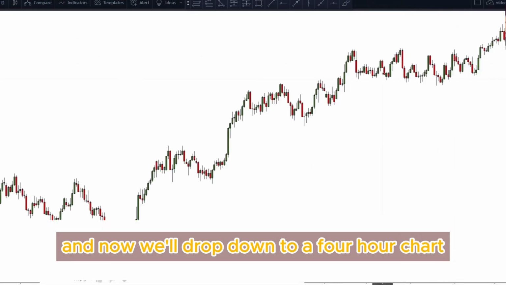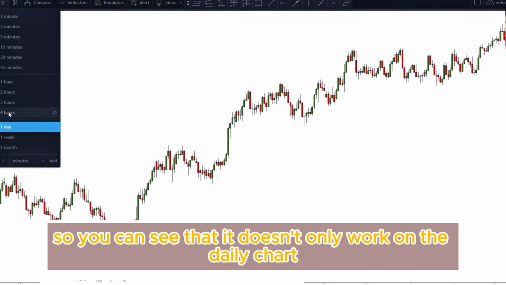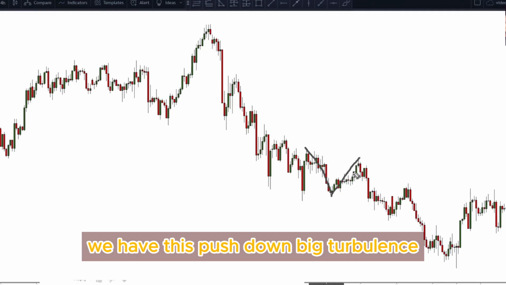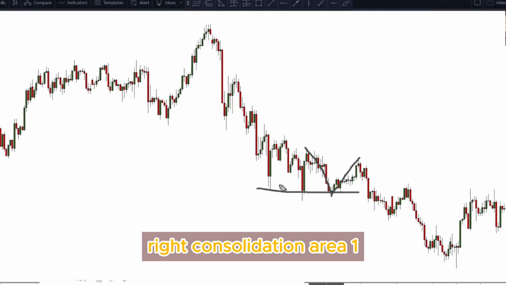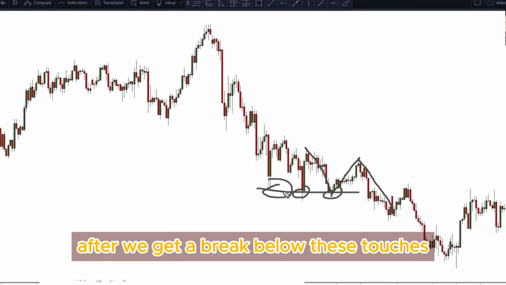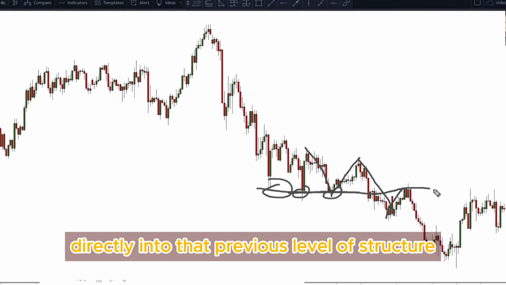And now we'll drop down to a 4-hour chart. I'll show you guys just a couple of other examples of this so you can see that it doesn't only work on the daily chart. Here on the 4-hour, I already spot one. We have this push down, big turbulence, right? Consolidation area, 1, 2, 3 touches. After we get a break below these touches, what happens? The market pulls back up directly into that previous level of structure.